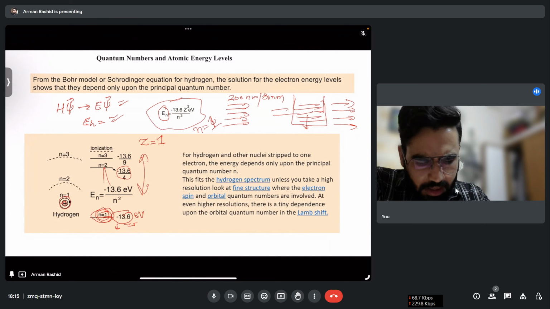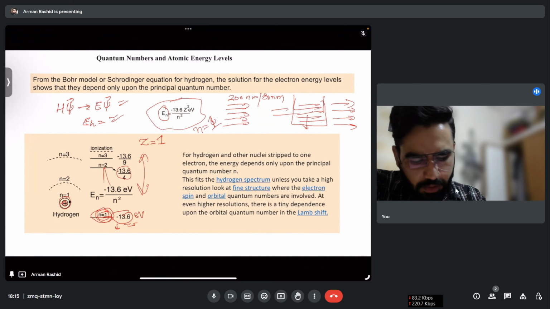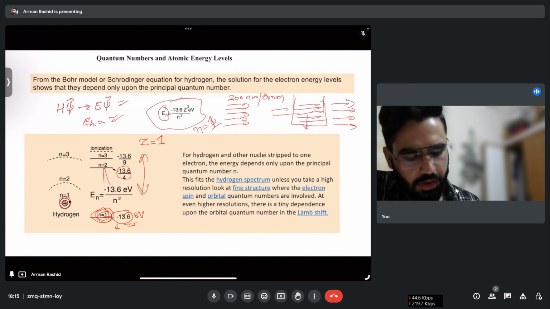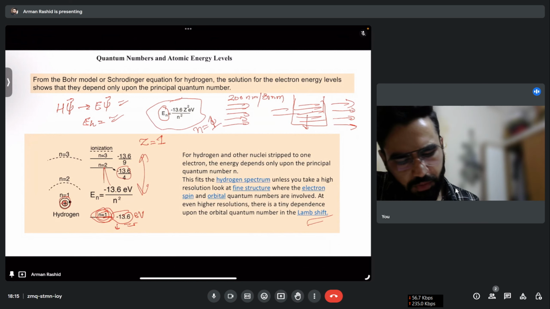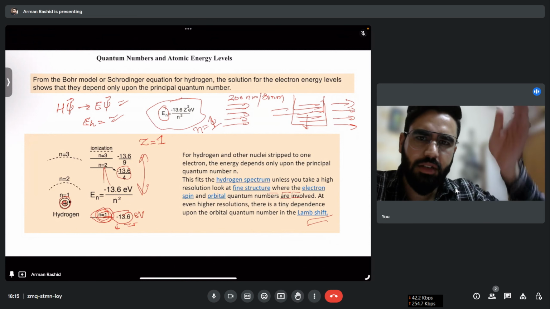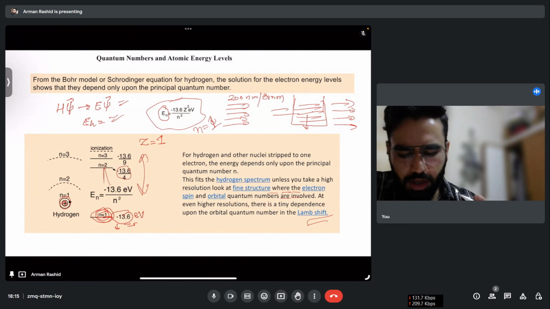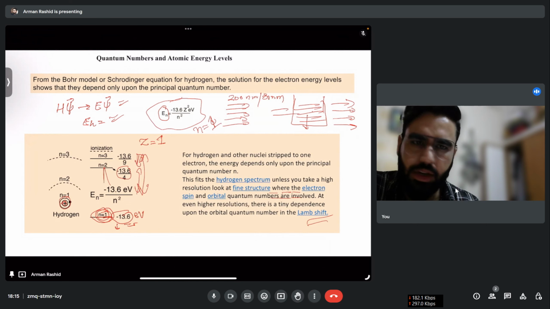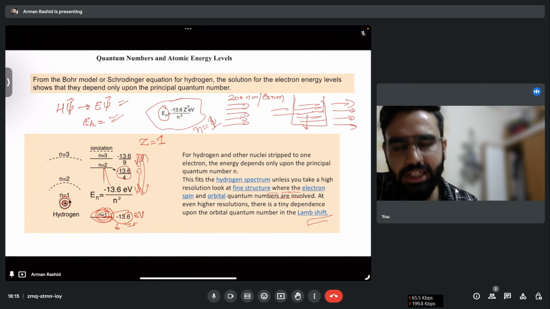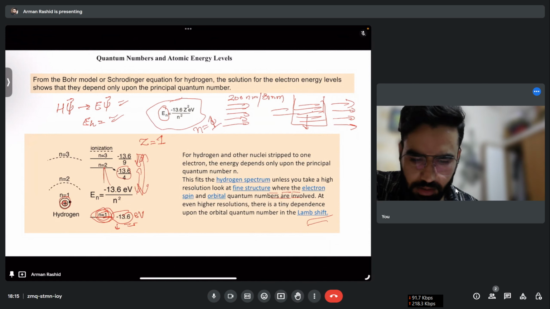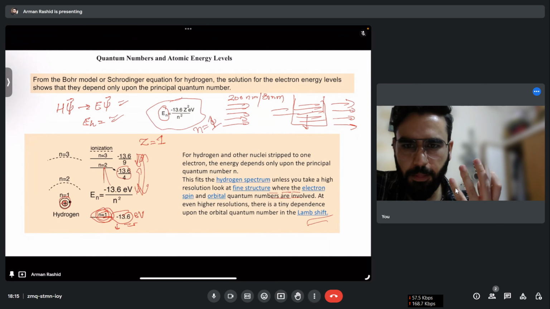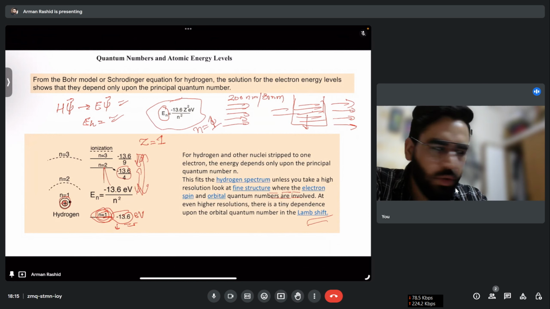You will see that also in the case of a hydrogen atom there is a little dependence on the orbital quantum number, and this is called the Lamb shift. We will not go there, but for your curiosity you can read about the Lamb shift. If we take a spectrum for hydrogen, we will see different lines in the spectrum. Those lines tell us the separation between the different energy levels. So it is the quantization that is giving us the spectra.